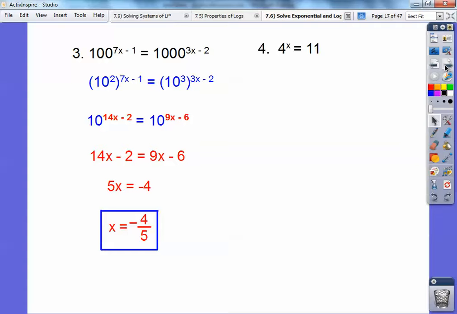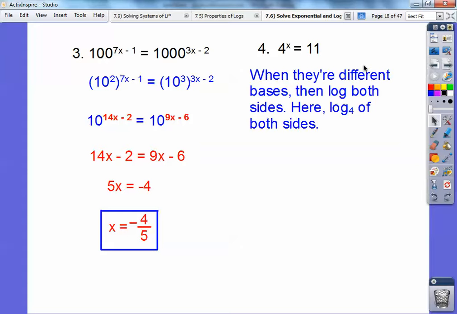Okay, number 4. These ones don't have the same bases, you guys. When you have a variable in the exponent, this is the rule: you must log both sides. Since this is 4 to the x, I'm going to log base 4 of both sides, because 4 is the base number and x is the exponent. Again, when the variable's in the exponent, you have to log base 4 of both sides.